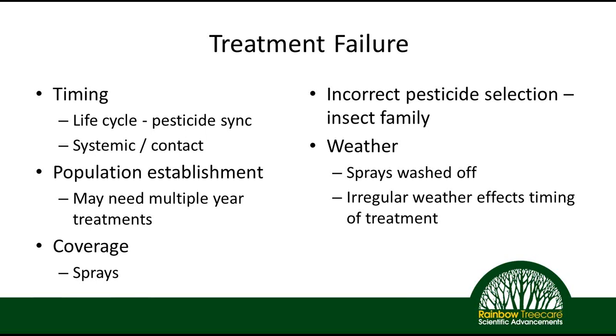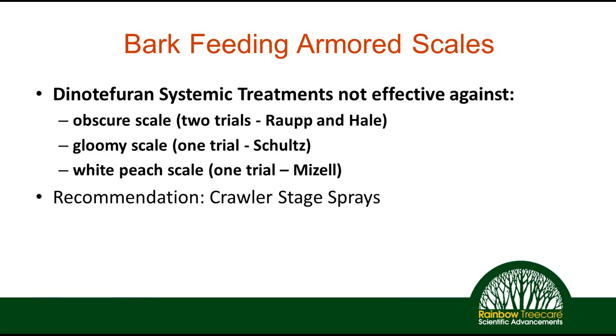And then the final thing I wanted to go over was bark feeding armored scales. Now, armored scales are already less susceptible to insecticides due to where they feed, but they have different feeding strategies. With obscure scale, they don't feed in places where the insecticide can go. When the adults are only feeding and the crawlers are exclusively feeding on the bark of the tree, those insecticides may not actually get to where they can hit the insect. So in that case, we can only really recommend crawler stage sprays, as well as horticultural dormant oil sprays, to try and knock down that crawler stage as much as possible.